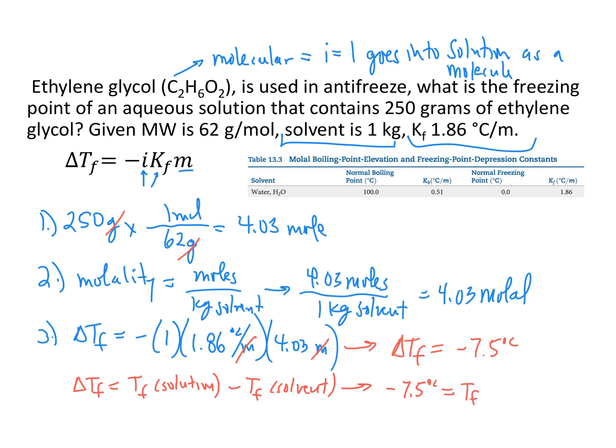The freezing point of my solution minus 0 degrees Celsius, which is the freezing point of water, my solvent. So I can add 0 degrees Celsius across, and as you can see, that doesn't change my calculation. So the freezing point of this solution of ethylene glycol, instead of being 0 degrees Celsius and your radiator just cracked and broke because that froze, no, it's negative 7.5 degrees Celsius.